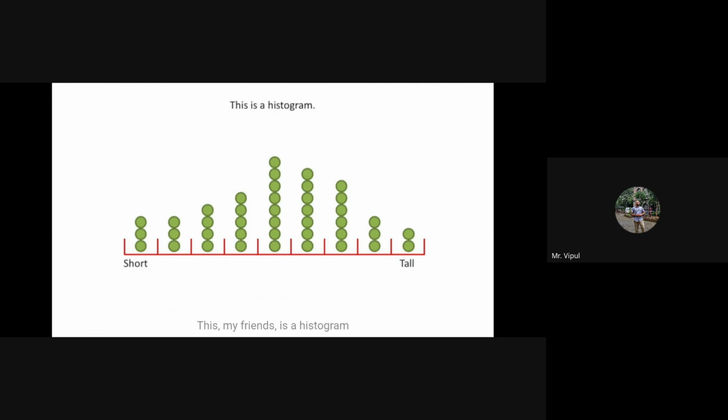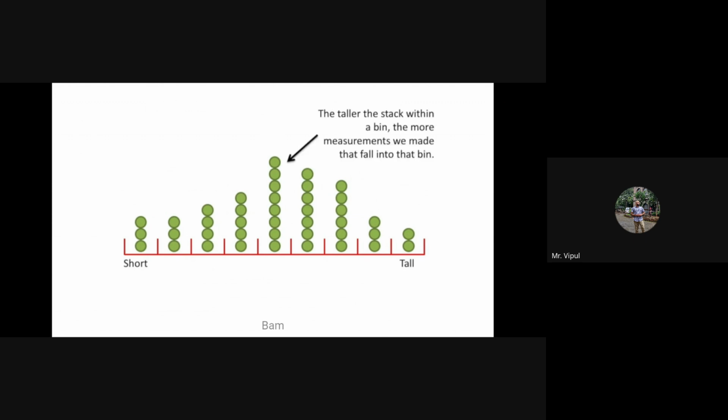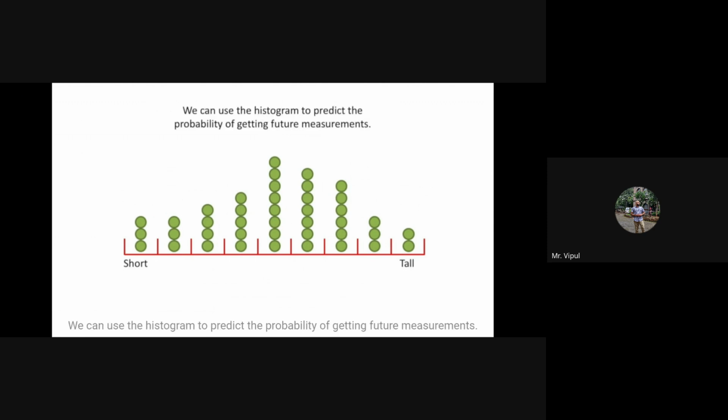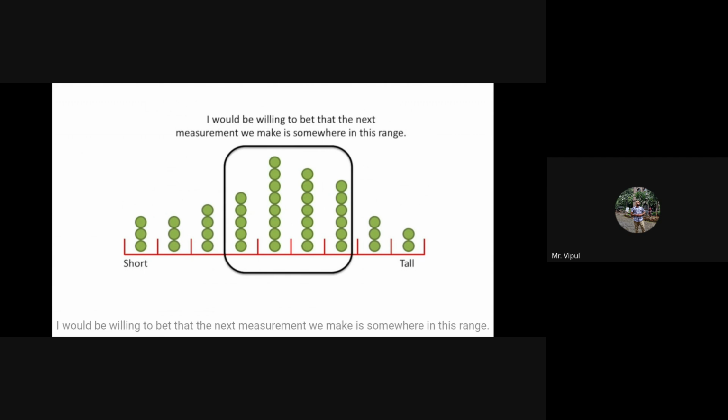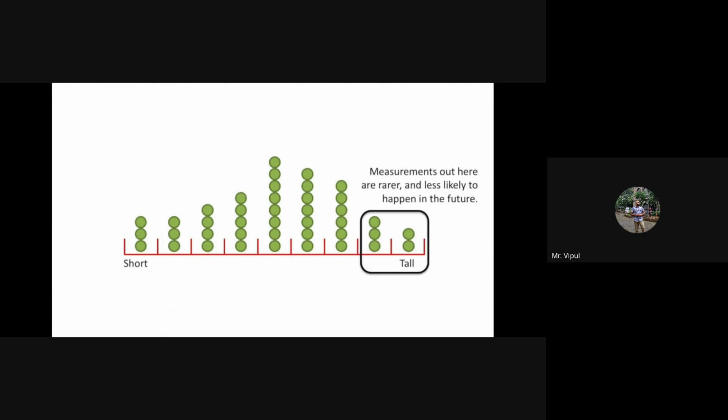This, my friends, is a histogram. Bam. The taller the stack within a bin, the more measurements we made that fall into that bin. Duh. We can use the histogram to predict the probability of getting future measurements. I would be willing to bet that the next measurement we make is somewhere in this range. Measurements out here are rarer and less likely to happen in the future.